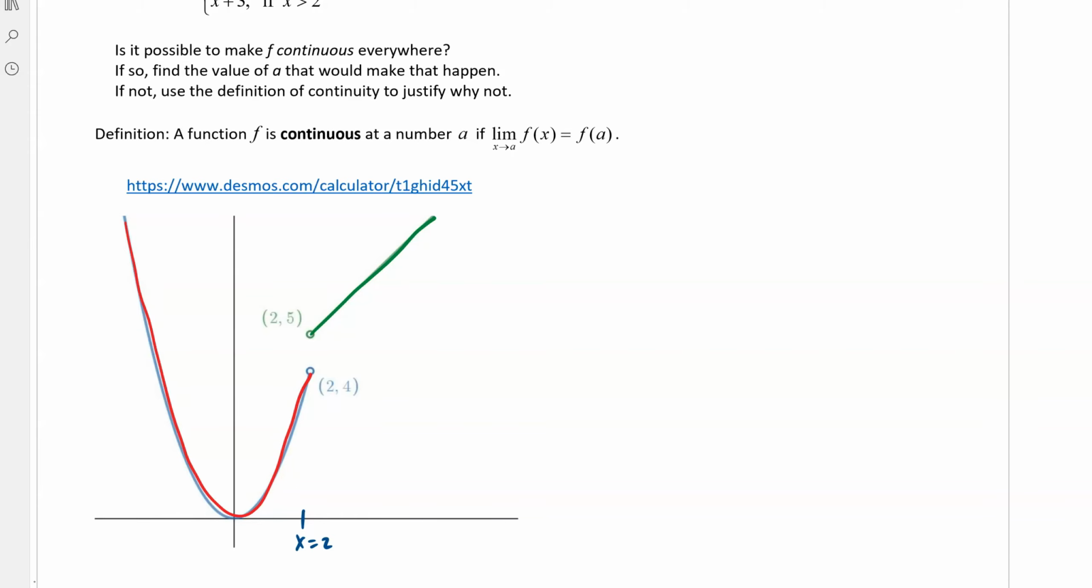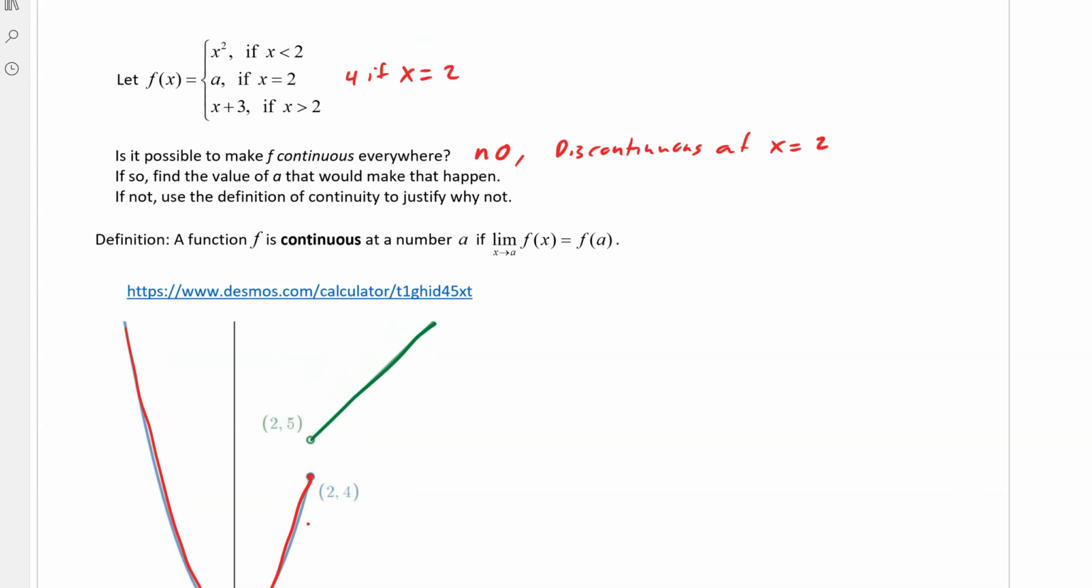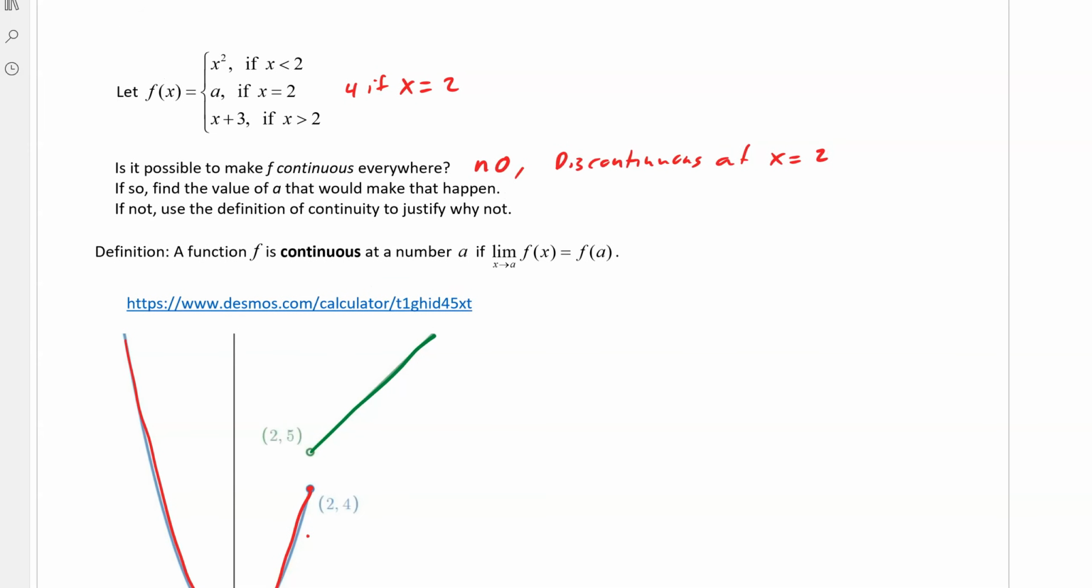So is it possible to make f continuous just by filling in one dot? No, it's not. No matter where I place my dot, I can't fill in both. If I just fill that one in and say that it's 4 for x equals 2, that's great, it's still discontinuous. So no, f is discontinuous at x equals 2. But just like everything, you can't just say, oh, it's discontinuous. You've got to actually have a reason for it.